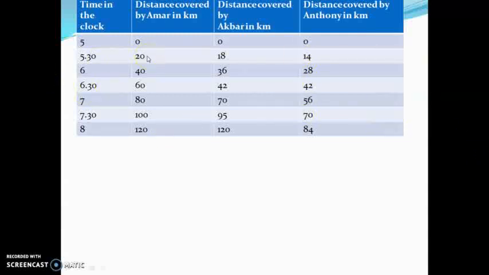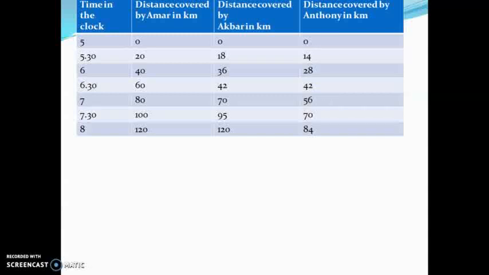Now look at the values, that is, distance covered by Amar in kilometers. The values are 20, 40, 60, 80, 100 and 120. That means it is increasing in one particular order. If you see the distance covered by Akbar, it is 18, 36, 42, 70, 95, 120. Here the distance is not increasing uniformly. Whereas if you see the distance covered by Anthony, the distance is 14, 28, 42, 56, 70, meaning 14 stable. That is, it is a uniform distance.